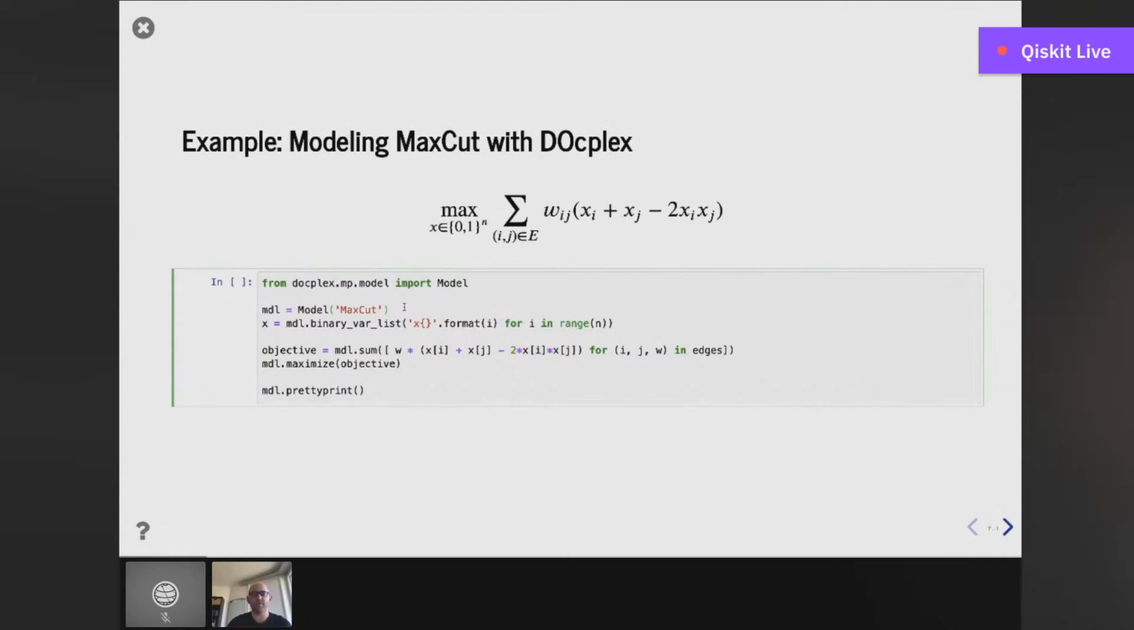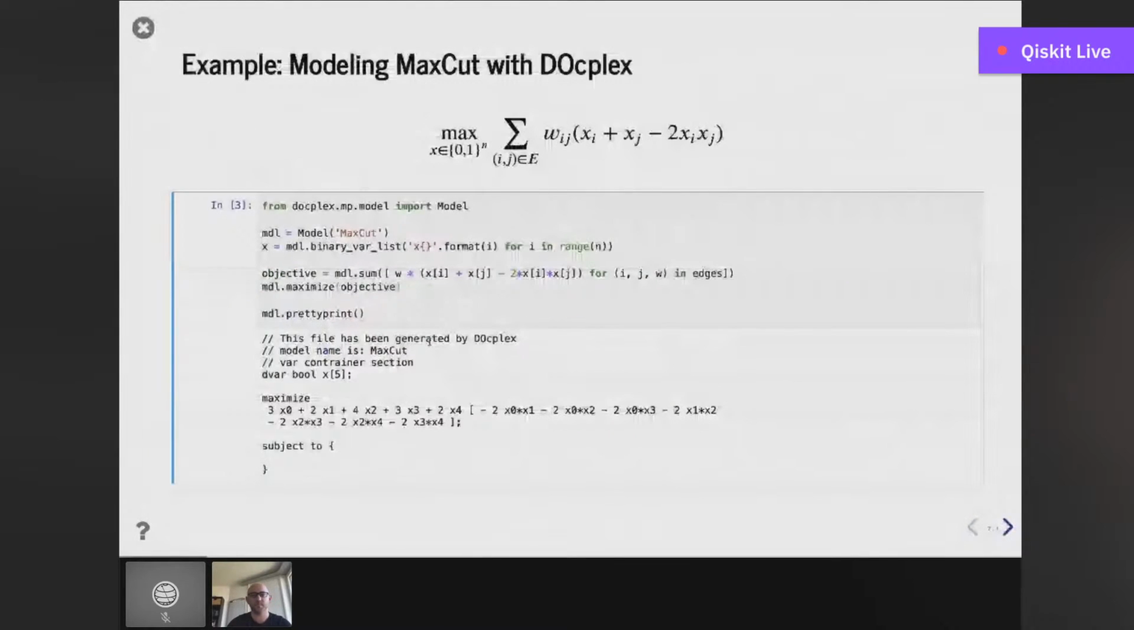All right, how to model this in DO-Cplex? You create a model. You create a list of binary variables. Here we create n binary variables. And then you really just say sum over this set here. And we have here the weights. We have here exactly this expression from above, xi plus xj minus 2 times xi xj. And we sum over all the edges. And then we tell it to maximize this objective function. Let's run this. And here you see the result. You have here the 5 binary variables, the objective function that's coming out of that, and there's no constraint.